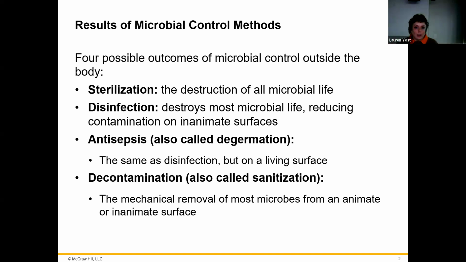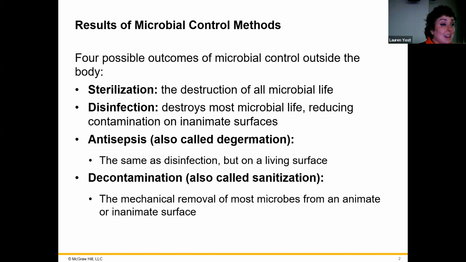If you're talking about live living tissues, living surfaces, that's antisepsis. You guys know this word. You're probably more familiar with it than you think, like an antiseptic. So this would include like applying alcohol to someone's skin before you do a blood draw, or starting an IV, using chlorhexidine or something like that, iodine, preparations before surgery.